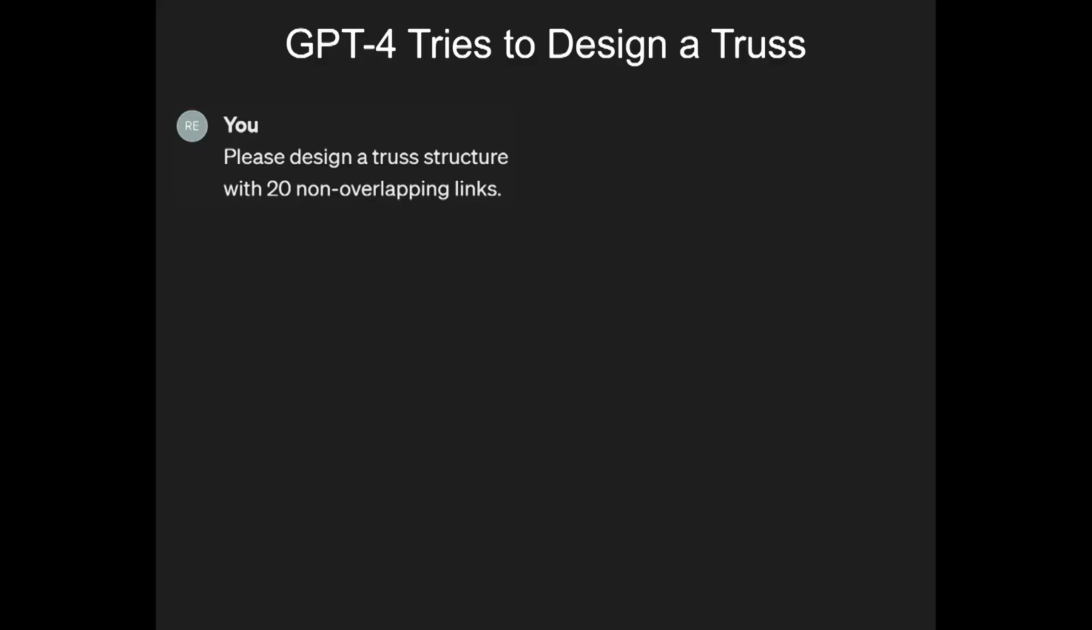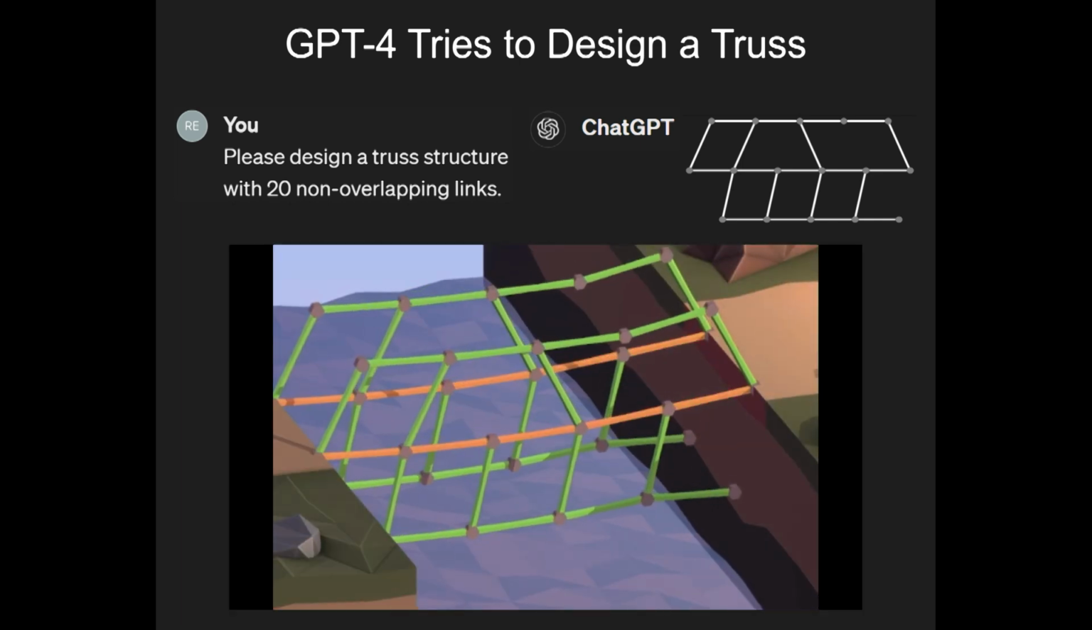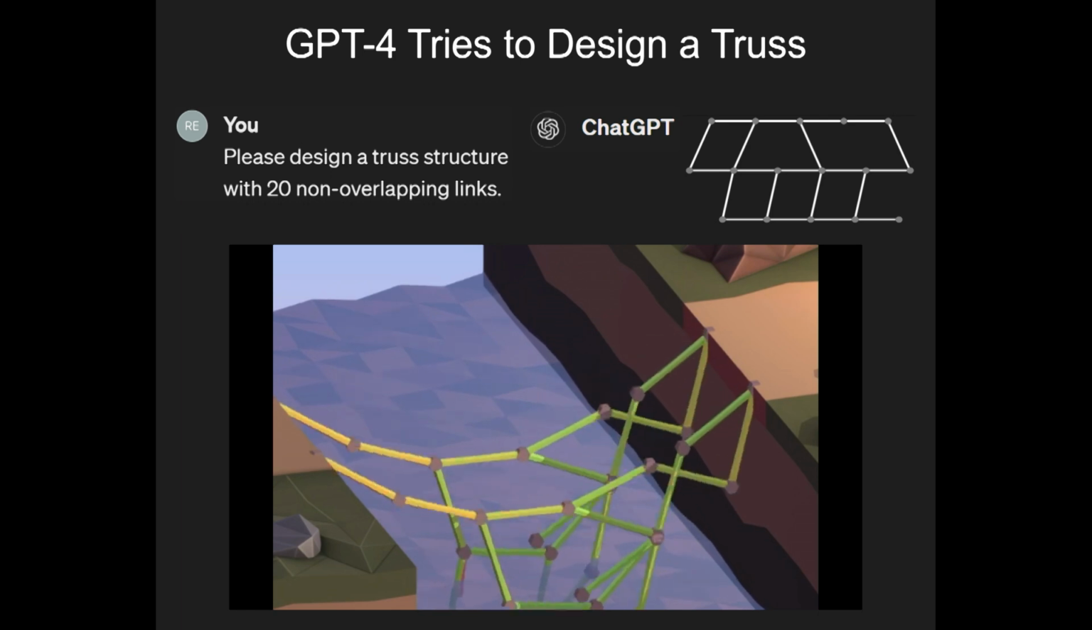Now, the issue is that Gen AI tools don't do so well with detailed design or very specific design requirements. To show this, I ran a little experiment. I asked GPT-4 to design a truss structure with 20 non-overlapping links. And this is what it comes up with. If there are any structural engineers in the room, they know exactly what's going to happen here. This truss falls down under its own weight.